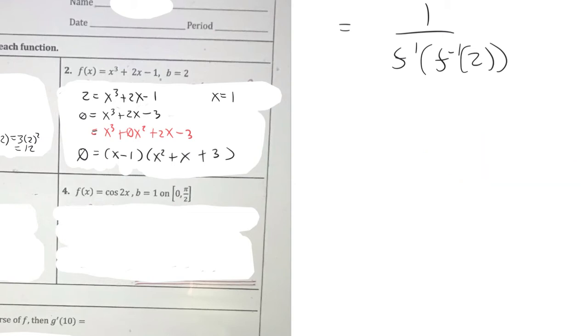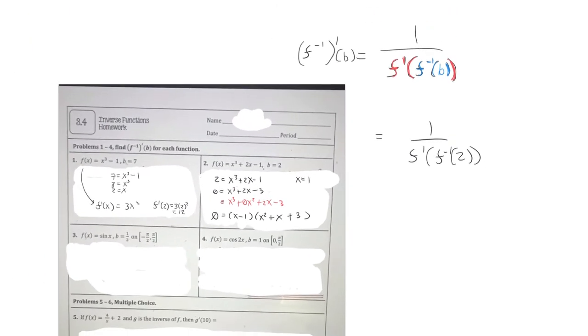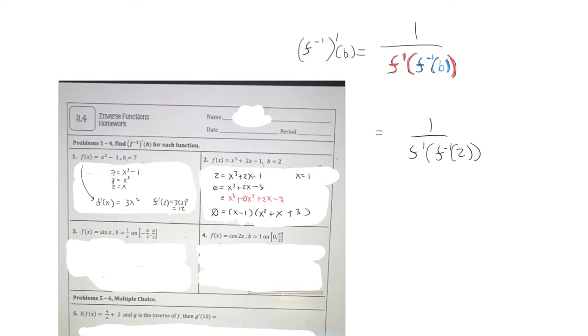So what does that mean for our problem? Well, we just found the inverse of f of 2. It is 1, right? Because how do you find the inverse of f of 2? You set the original function equal to 2 and you solve for x, right? So we now have our blue number. We now have our blue number.